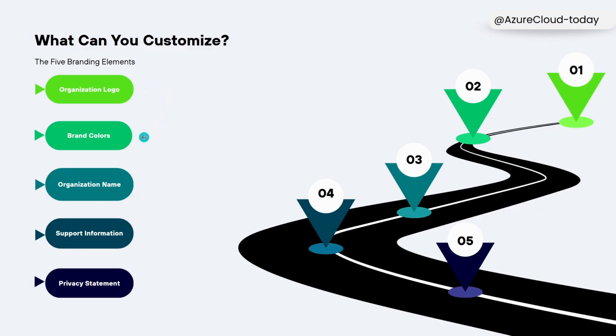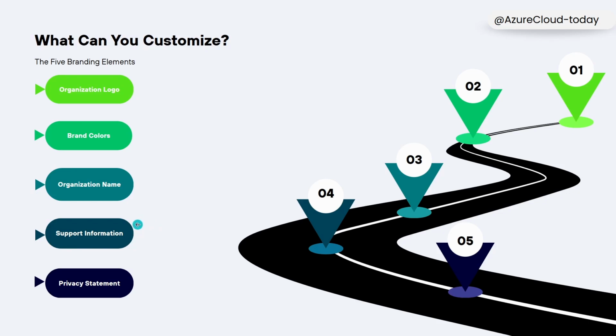Second is your brand color. Every company has its own brand color. For example, Facebook has a brand color of blue and white. In the same way, if you set a theme color, then that appears in the header and throughout the entire application. So your company will definitely have its own brand color. Third is the organization's name, and this is what is displayed along with the logo at the top. Don't worry, I will show all this to you in a moment.